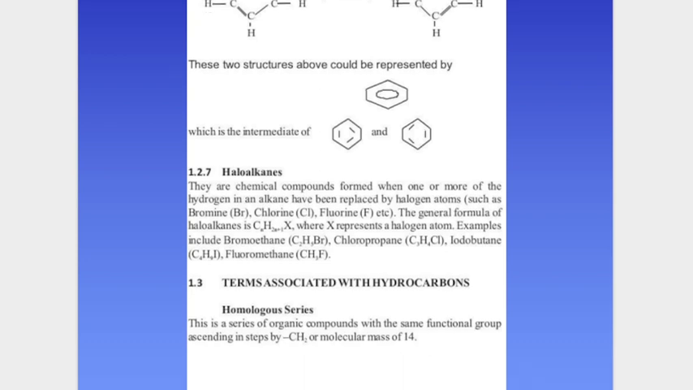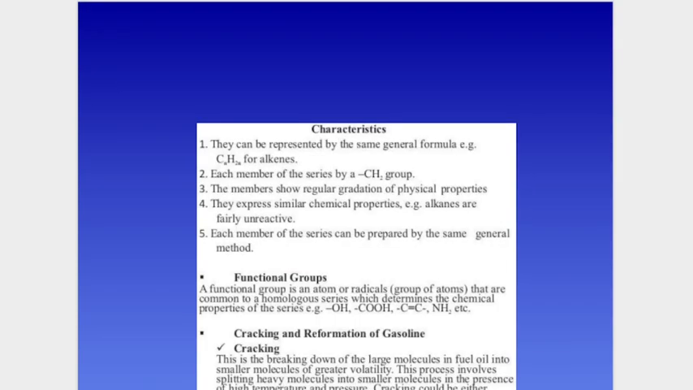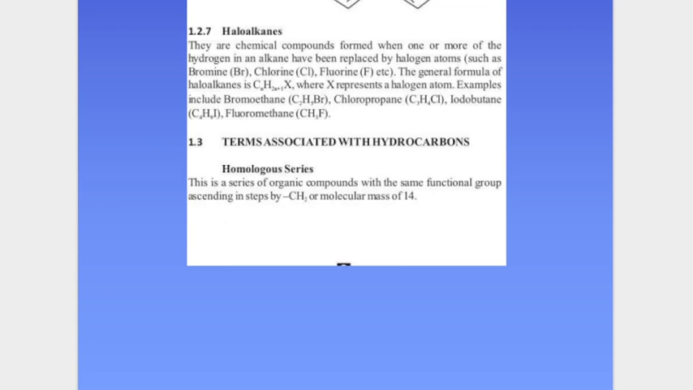What are the terms associated with hydrocarbons? The first term we are going to consider is the homologous series. Now, the homologous series basically is described as a series of organic compounds or family of organic compounds which have the same functional group, ascending in steps of CH2 or a molecular mass of 14. The implication is that when you have consecutive members and they are in the same homologous series, the difference between them would always be CH2, as we have discussed initially. If you don't want to consider the molecular formula of CH2, you consider the molecular mass of 14. But the emphasis in the homologous series is that they must have the same functional group.